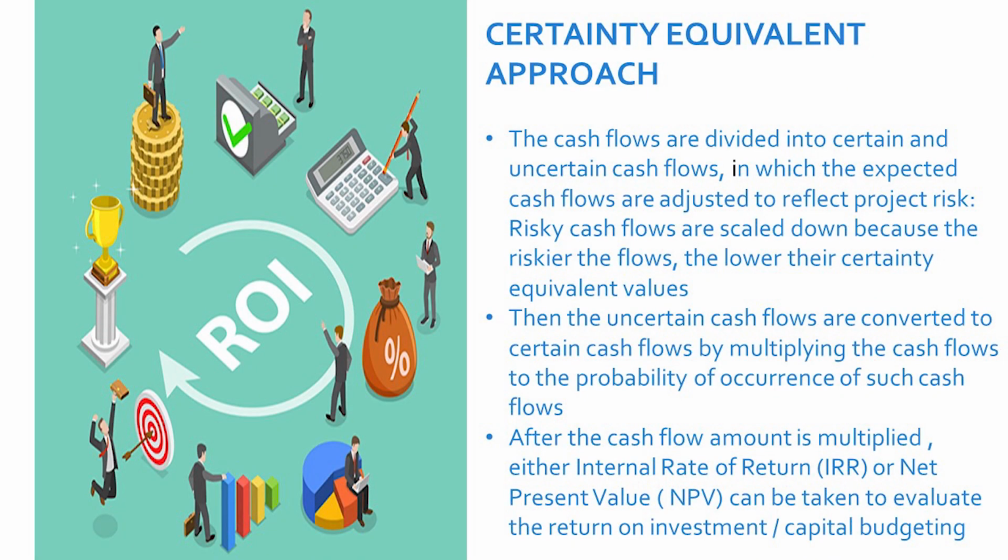Now, in the certainty equivalent approach, the cash flows are divided into certain cash flows and uncertain cash flows, in which the expected cash flows are adjusted to reflect the project risk. The risky cash flows are scaled down, because the riskier the flows, the lower their certainty equivalent values. The uncertain cash flows are converted into certain cash flows by multiplying the cash flows by the probability of occurrence of such cash flows. It means that when you divide the cash flows into certain and uncertain cash flows, you are sure that a percentage of the cash flows you would get back.